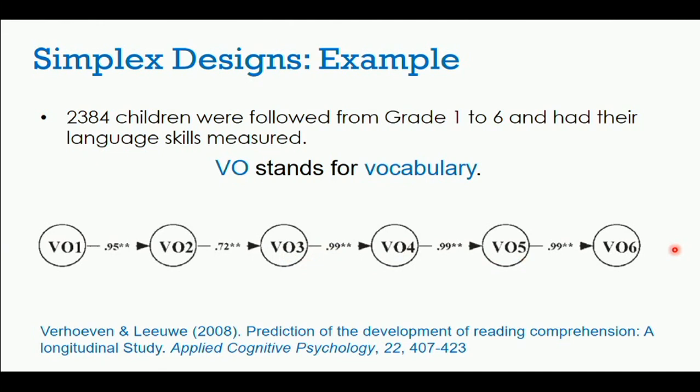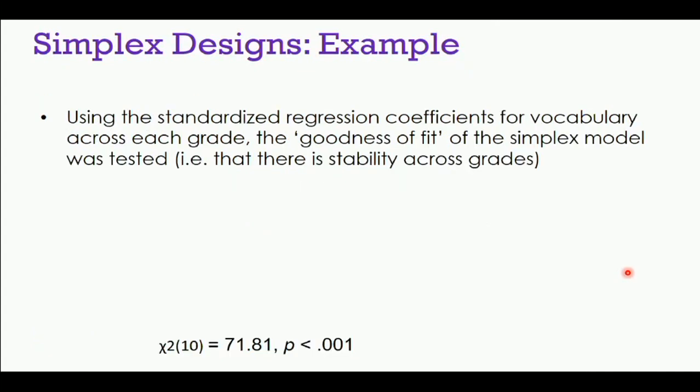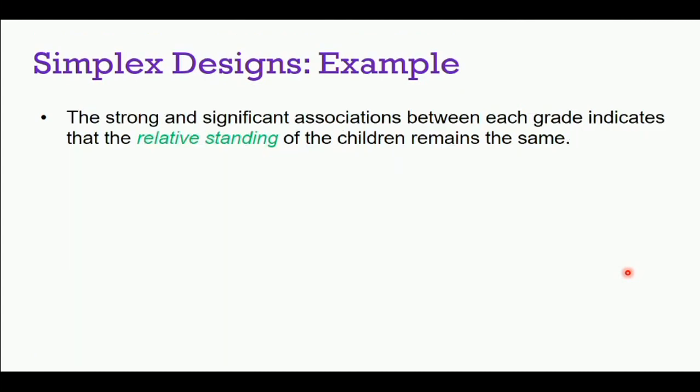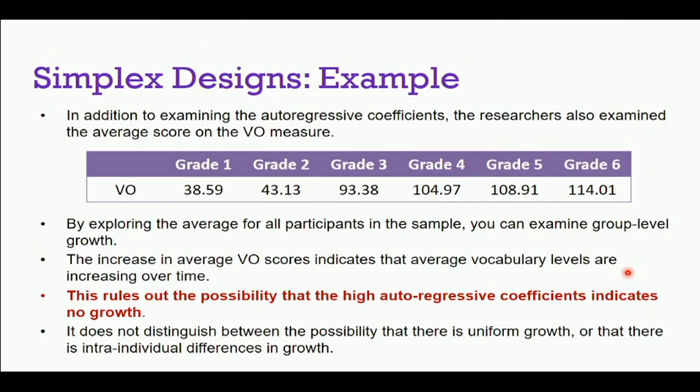Now, there's two possibilities though, because when we say it's stable, we're saying that the rank ordering is stable. We're not sure whether a grade 6 knows as many words as a grade 3, or whether they're increasing uniformly at the same rate. So they had to go one step further. And what they did, I'll show you that in a moment, what they did was they had a look here at the means. And they presented that to show that they were actually increasing.